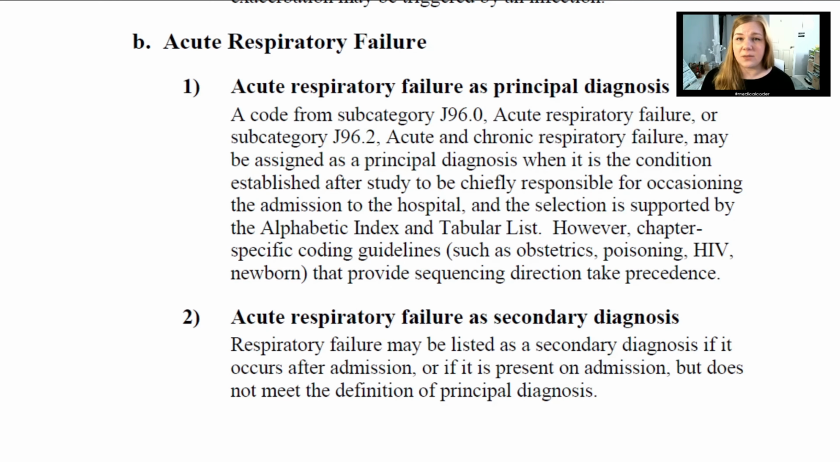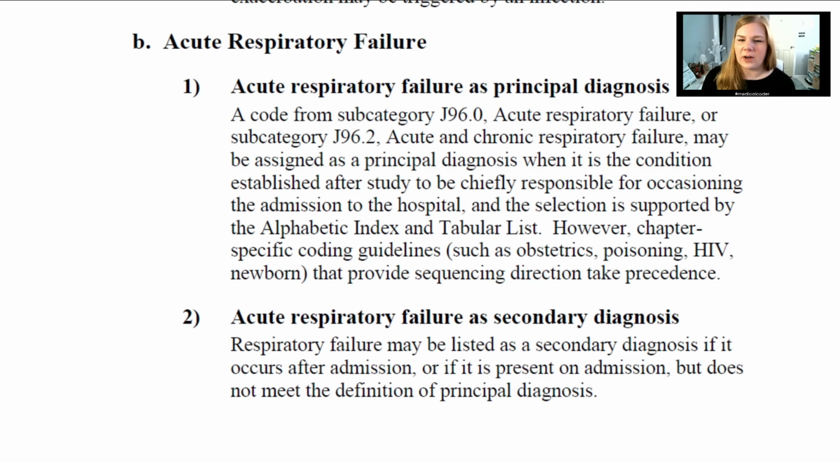Acute respiratory failure as the principal diagnosis. A code from subcategory J96.0, acute respiratory failure, or subcategory J96.2, acute and chronic respiratory failure, may be assigned as the principal diagnosis when it is the condition established after study to be chiefly responsible for occasioning the admission to the hospital, and the selection is supported by the alphabetic index and the tabular list. However, chapter-specific coding guidelines, such as the ones for OB, which we know always take precedence, poisoning, HIV, and newborn, that provide sequencing direction take precedence.